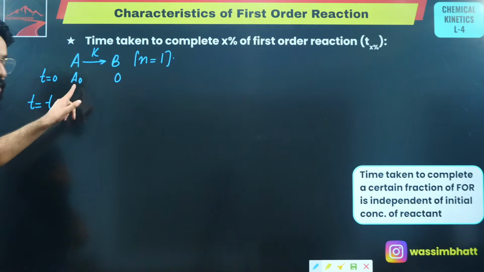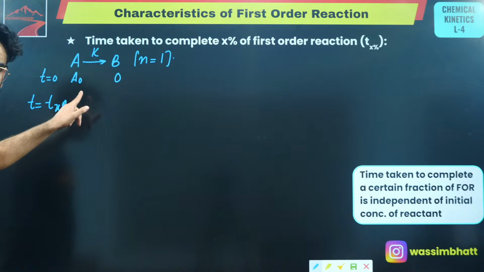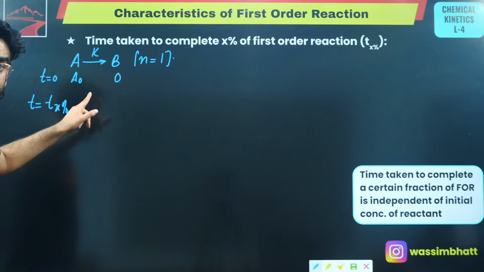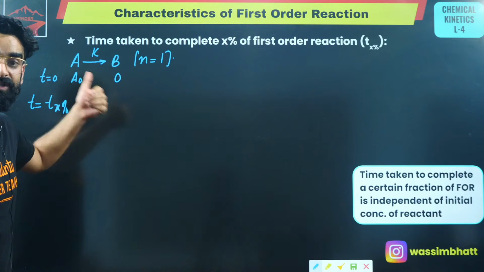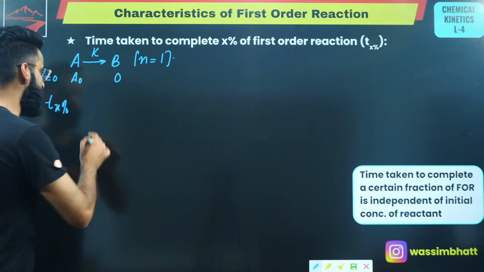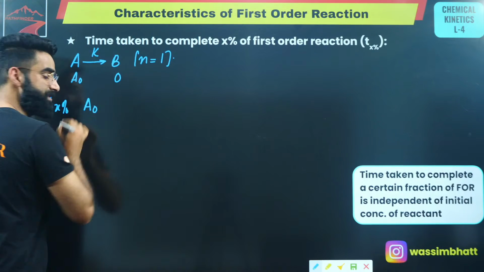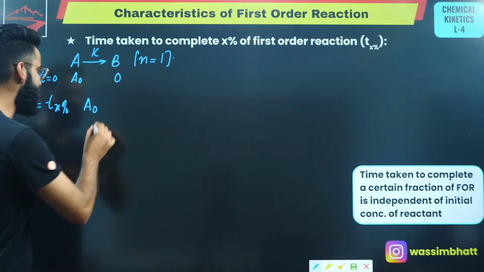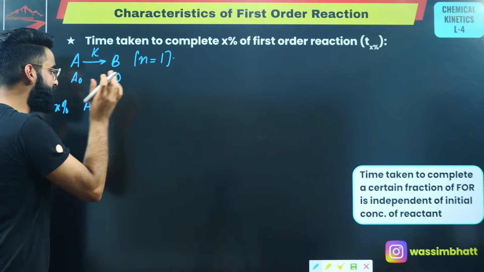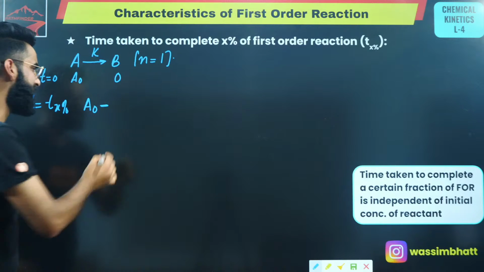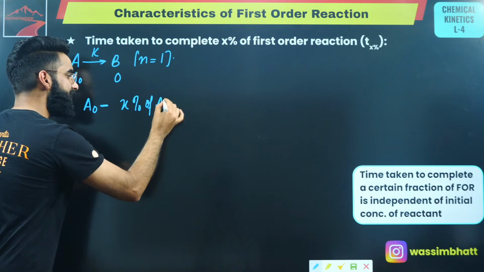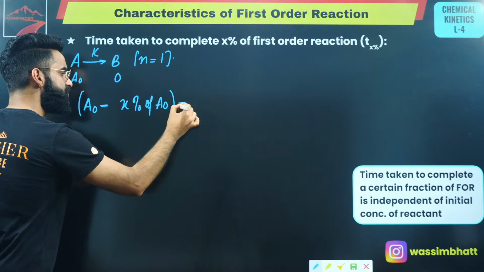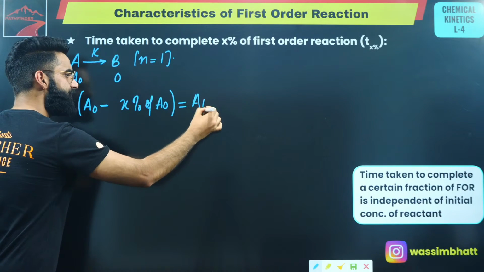See guys, A naught is the initial concentration of reactant. So the concentration of reactant left when X% of the reaction is completed, how much is that going to be? That's going to be the initial concentration, which was A naught, minus X% of A naught, which is getting converted into products. So this much reactant is left right now.